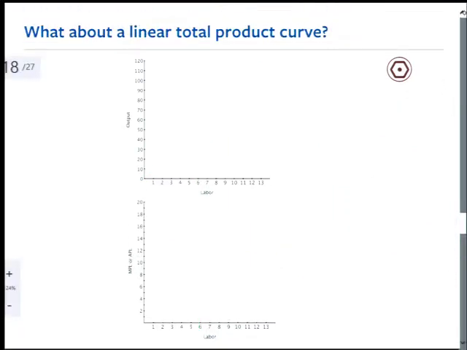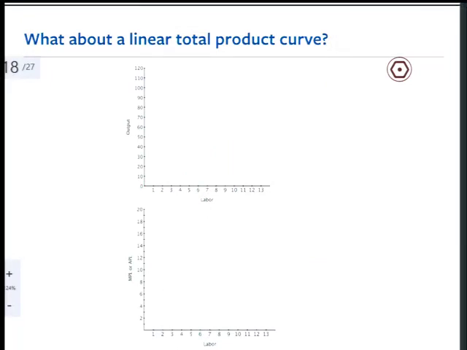Okay, just to check our understanding here. What about a linear total product curve? Like a tutoring lesson production curve. One unit of labor required for 1 hour is 1 hour of economics tutoring. So each additional unit of labor produces the same amount of additional tutoring. That's a linear total product curve. It looks something like this.